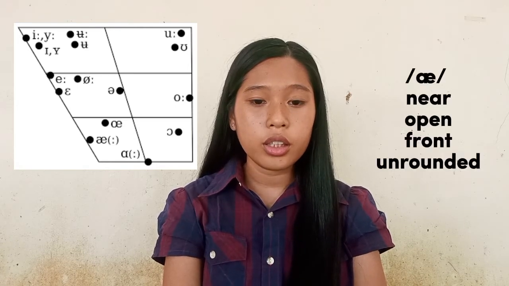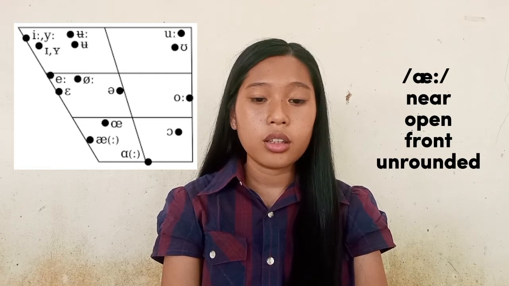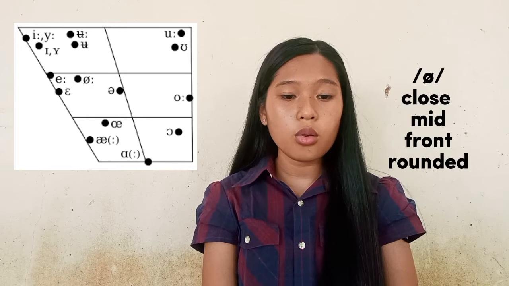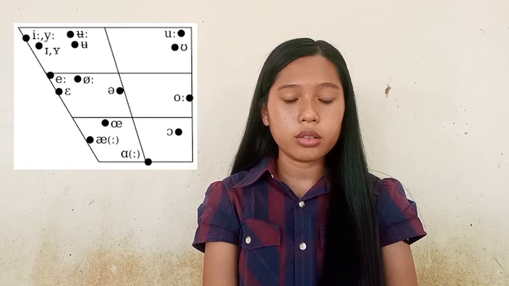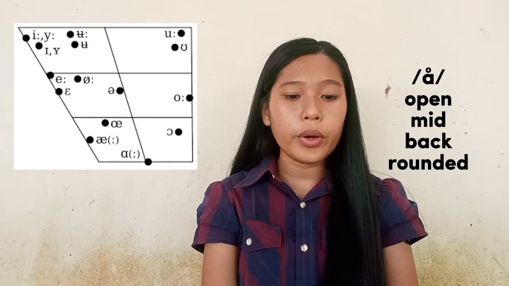E, near open front unrounded. O, close mid front rounded. O, open mid back rounded.